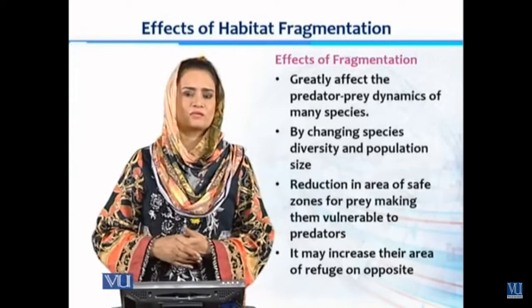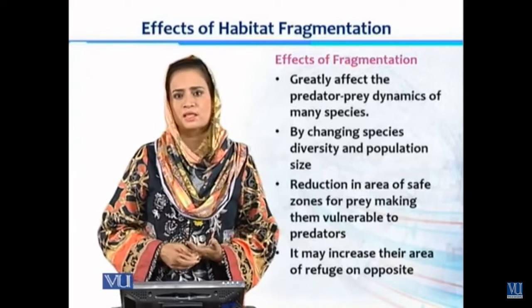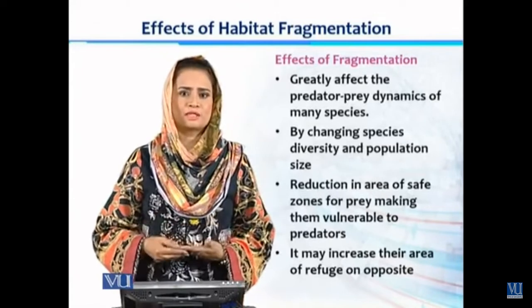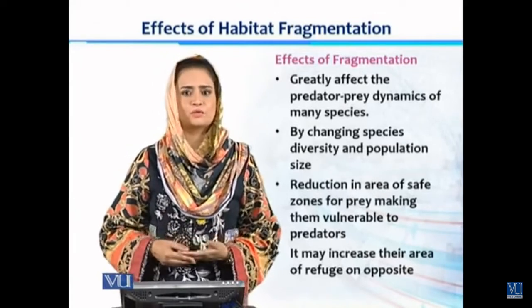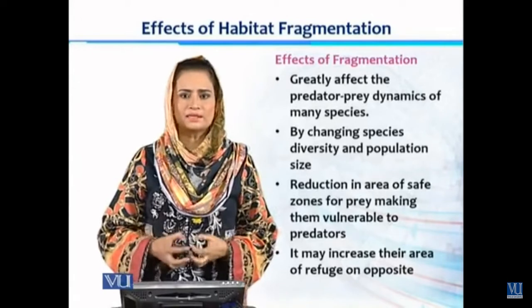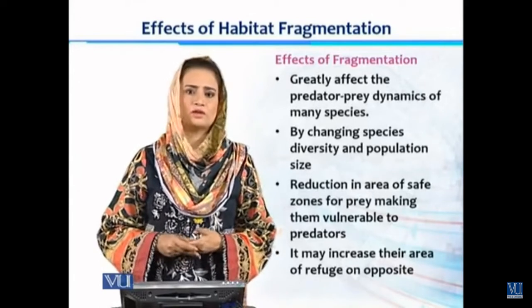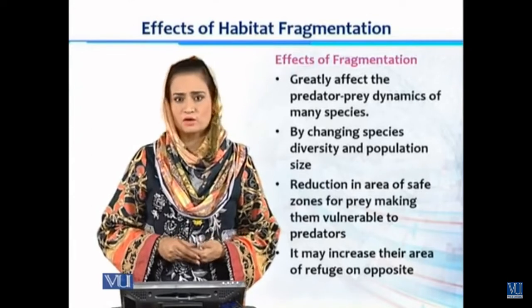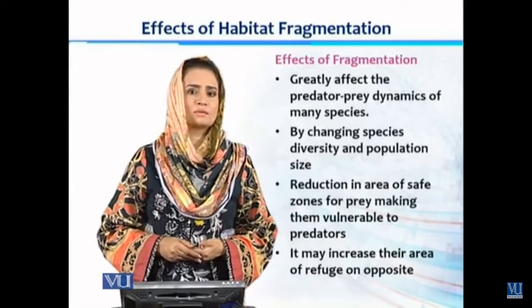The other reason is the edge effect, which would disturb these interspecific interactions. Because we said that prey-predator attack and the parasite attack, it would be more significant on the edges of that habitat fragment as compared to the interior of the fragment. So all these effects of the habitat fragmentation, they result in loss of biodiversity, loss of the habitat, and this fragmentation, which is mostly caused by the human activity, is extremely dangerous for the balance in any ecosystem.